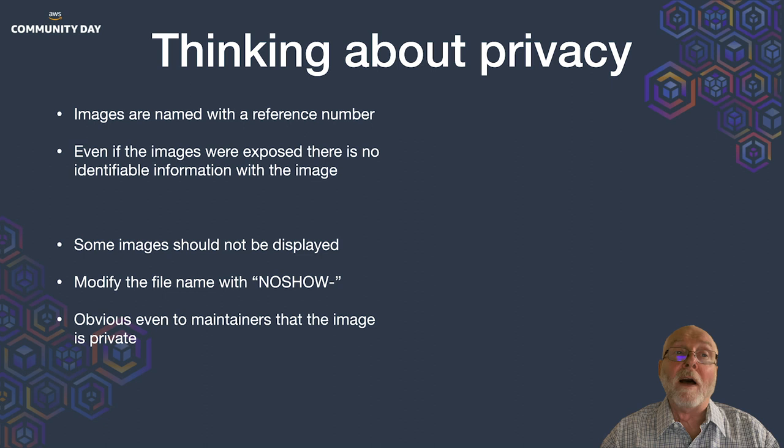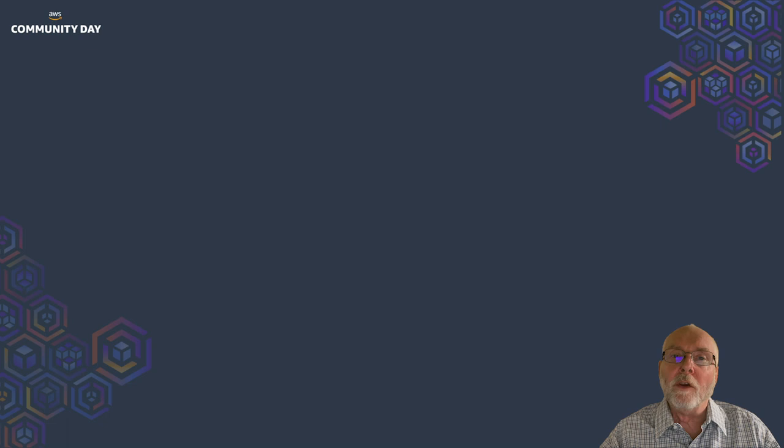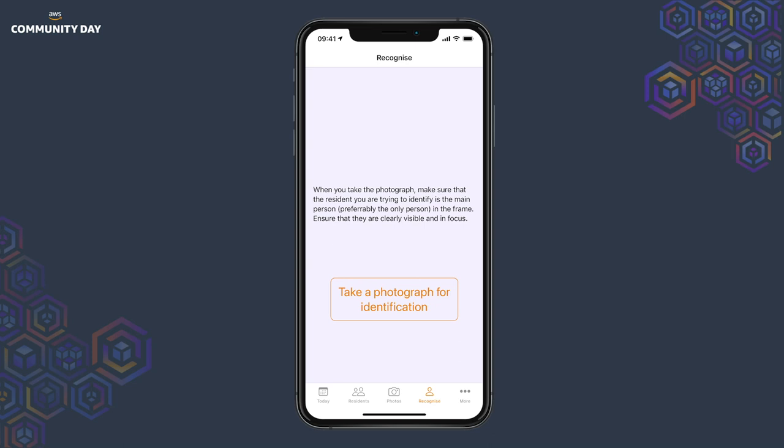Let's now look at the fun part of doing all this work, identifying the person in an image. I'll use myself in this demonstration. I've already included a reference image of me in the collection, and I've given myself a fake name. When it comes to using the feature to identify a resident, the process is fairly straightforward. Once again, we capture an image of them.